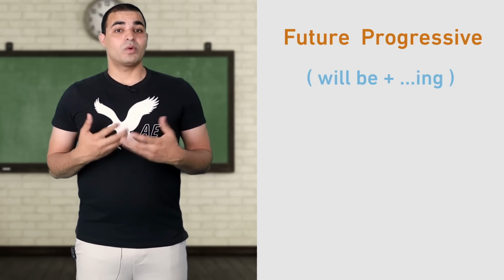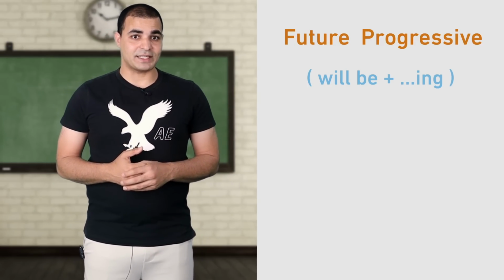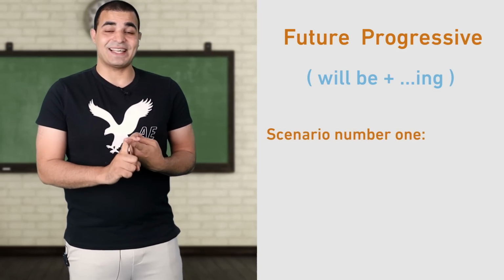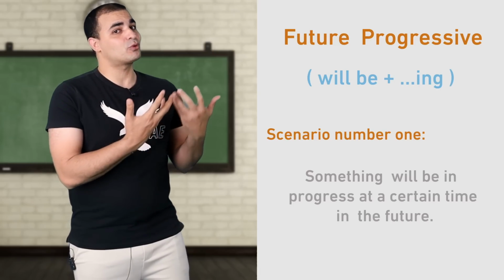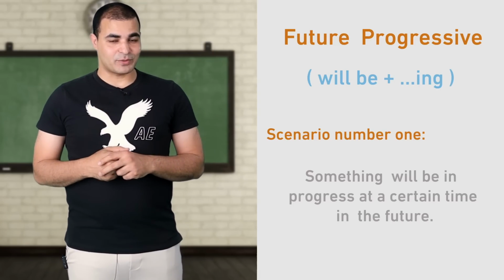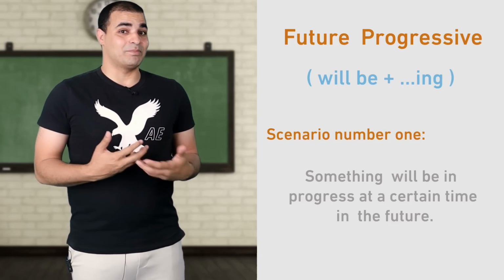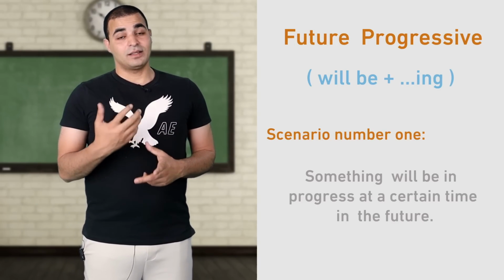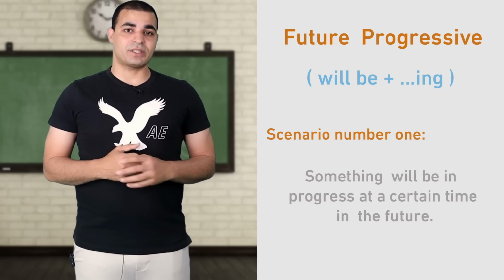Another good question. We're most likely to use the future progressive in two scenarios. Scenario number one, we use future progressive to say that something will be in progress at a certain time in the future. See where the name comes from? Something will be in progress in the future, future progressive. Easy. Let's see some examples to reinforce the meaning.